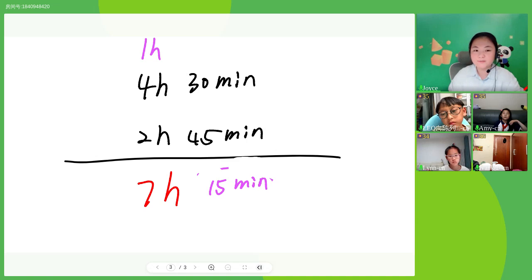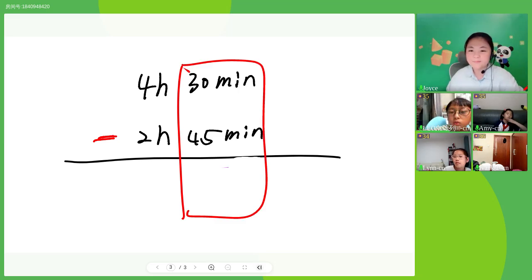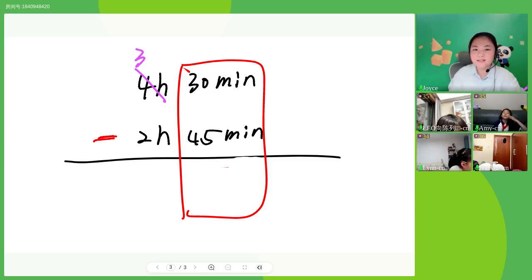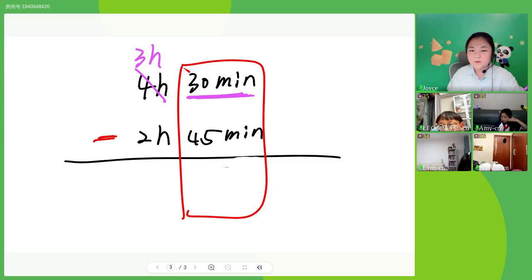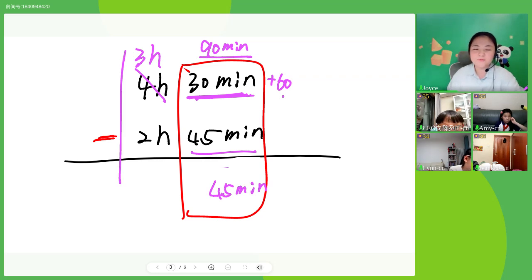And now what if we do the subtraction? Let's see. We'll turn this one into subtraction. We'll start from our minute place first. Can we use number 30 to minus 45? Is that enough? No. When it's not enough, what should we do? We can borrow from the hour place, make only 3 hours here, but then we can have how many more minutes? 1 hour equals 60 minutes. Yeah, so 30 plus 60, we can have 90 minutes now, right? And you can see 90 minus 45 is 45 minutes, right? And then in our hour place, 3 hours minus 2 hours is 1 hour.